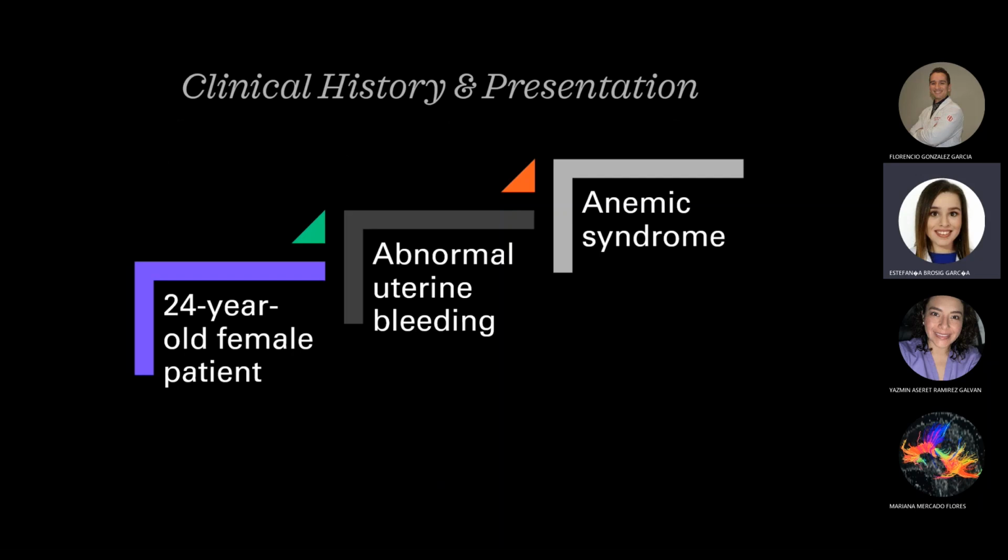We have a 24-year-old female patient with a history of 2 pregnancies. The first one ended in an abortion, and the second one was a C-section a year ago. She began 1 month earlier with abnormal uterine bleeding characterized by abundant flow and clots. When she was admitted to the emergency room, she had active vaginal bleeding and a decreased hemoglobin level, requiring blood transfusion.